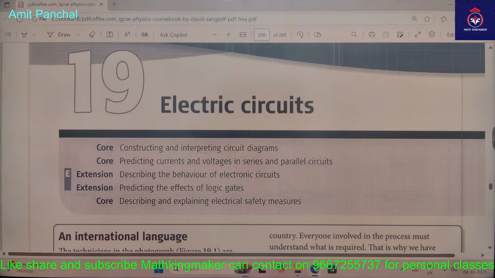Okay, sir. And what about magnetism? We don't have that, sir.